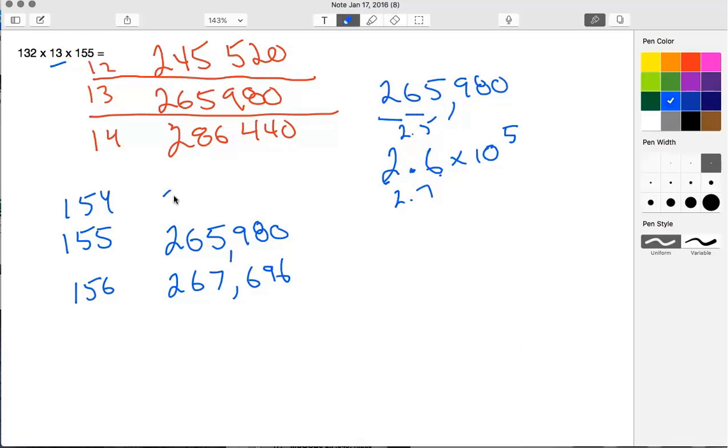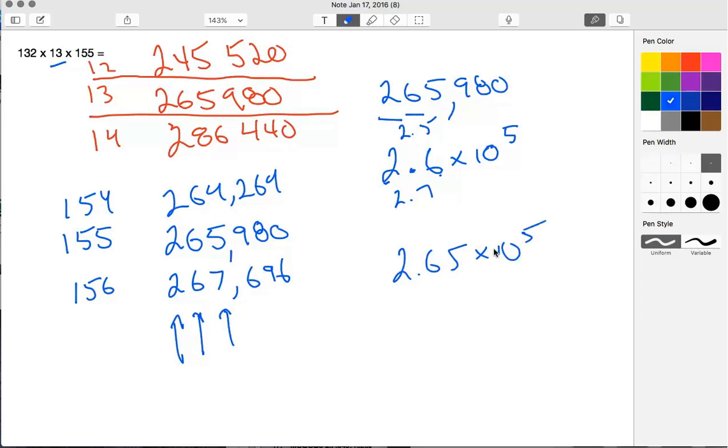So it's 264. So now we have a for sure and a for sure and a kinda. So this is what we report. Now we report 2.65 times 10 to the fifth, because now we're saying that this number is somewhere between 2.64 and 2.66 is what we're claiming.